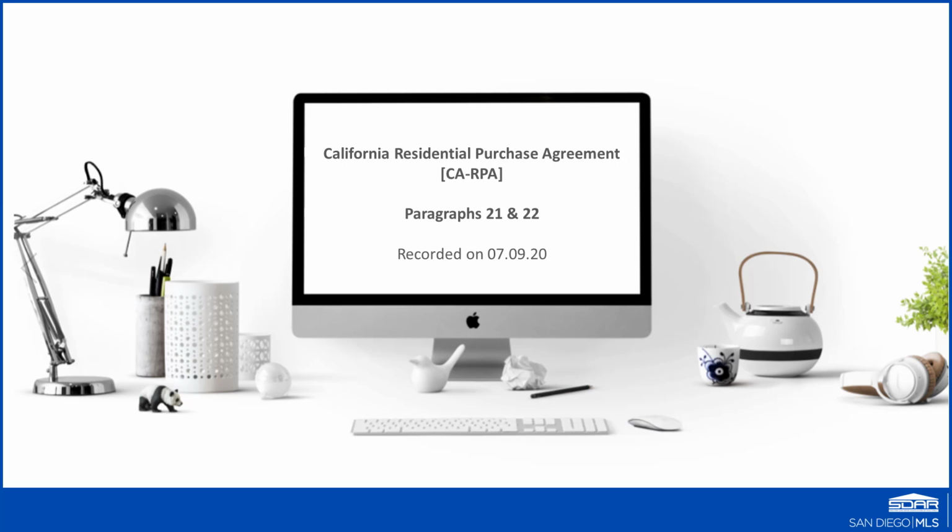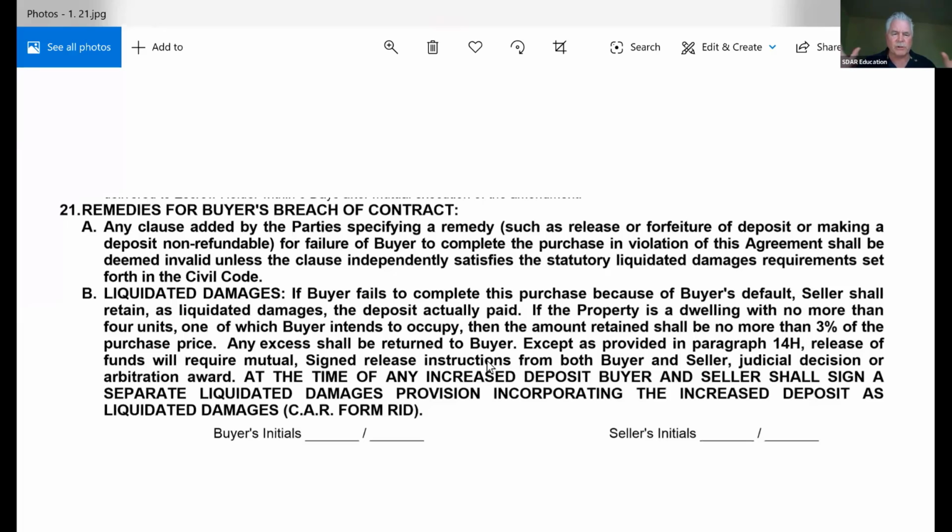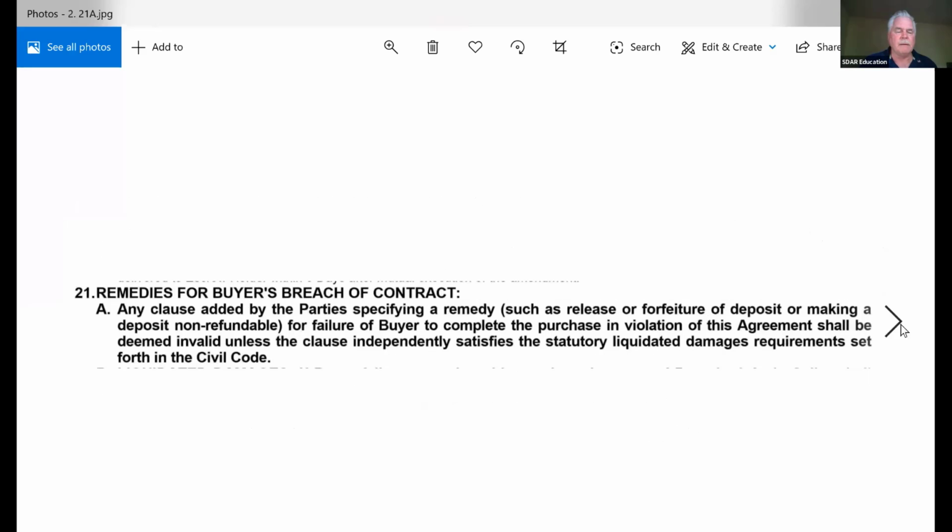Let's get started. So this is paragraph number 21. This is the whole paragraph. Now I'm going to break it down into its component parts in a second. Here is 21A. I'm not sure if that's easier for you to see or not, but we are going to talk about it anyway.